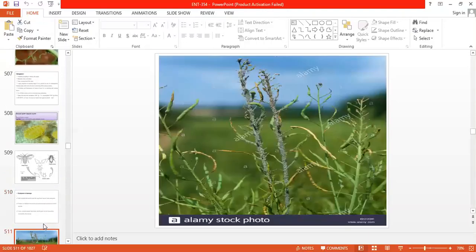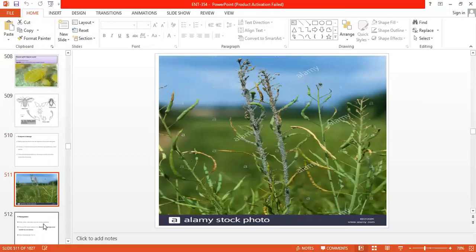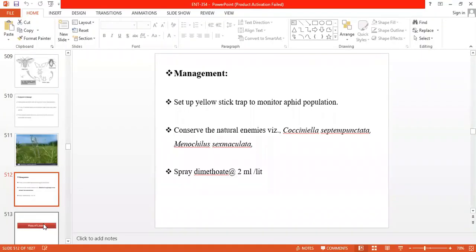This is the mustard crop, which is heavily infested by the mustard aphid. Management practices: set up yellow sticky traps to monitor the aphid population. Conserve natural enemies like the predators Coccinella septempunctata and Menochilus sexmaculatus.